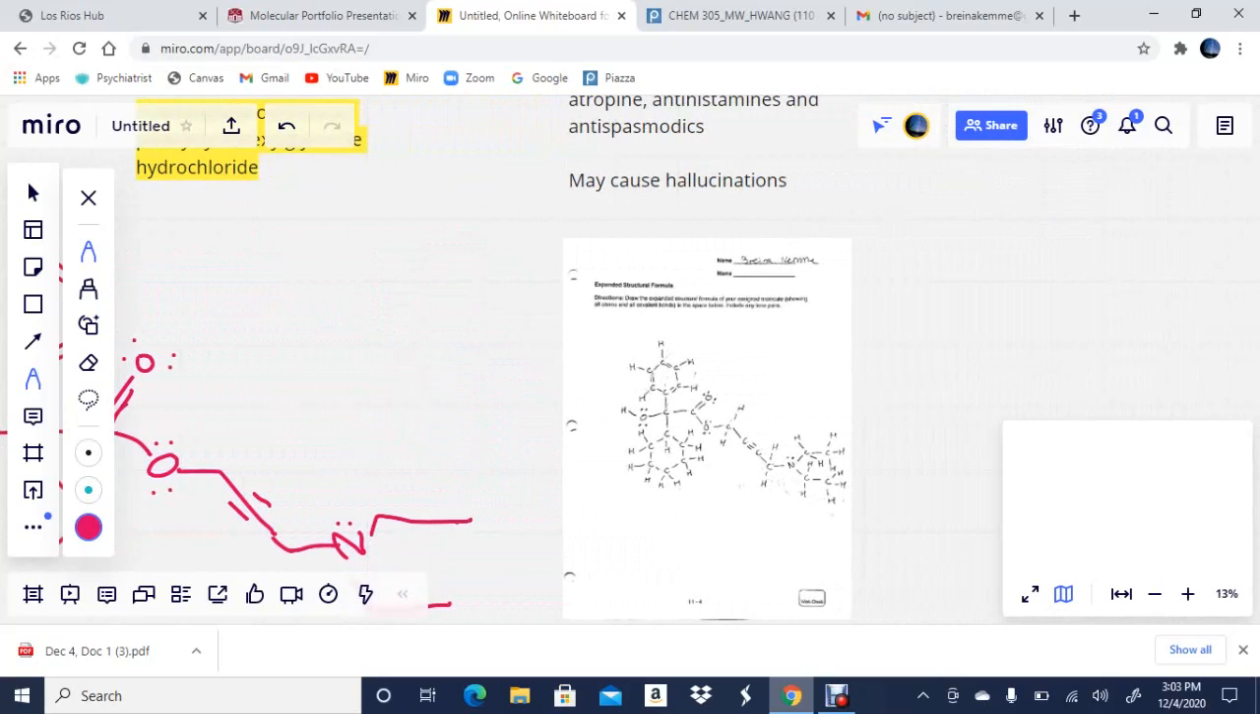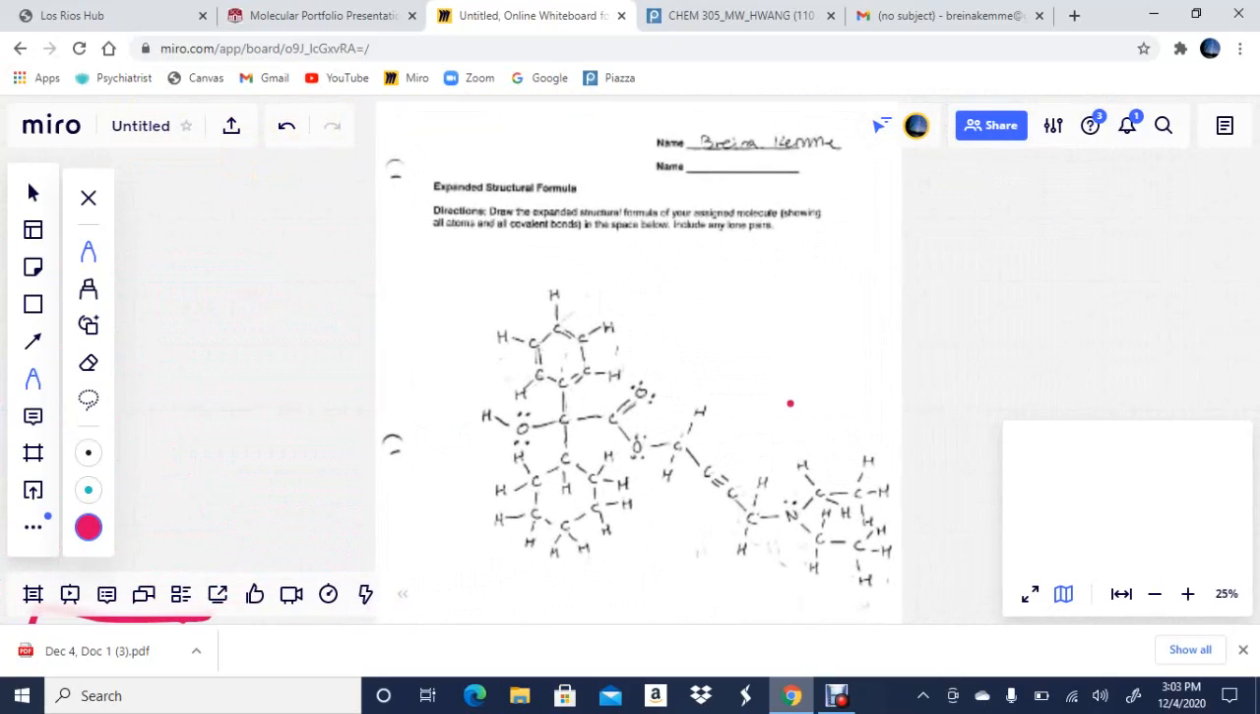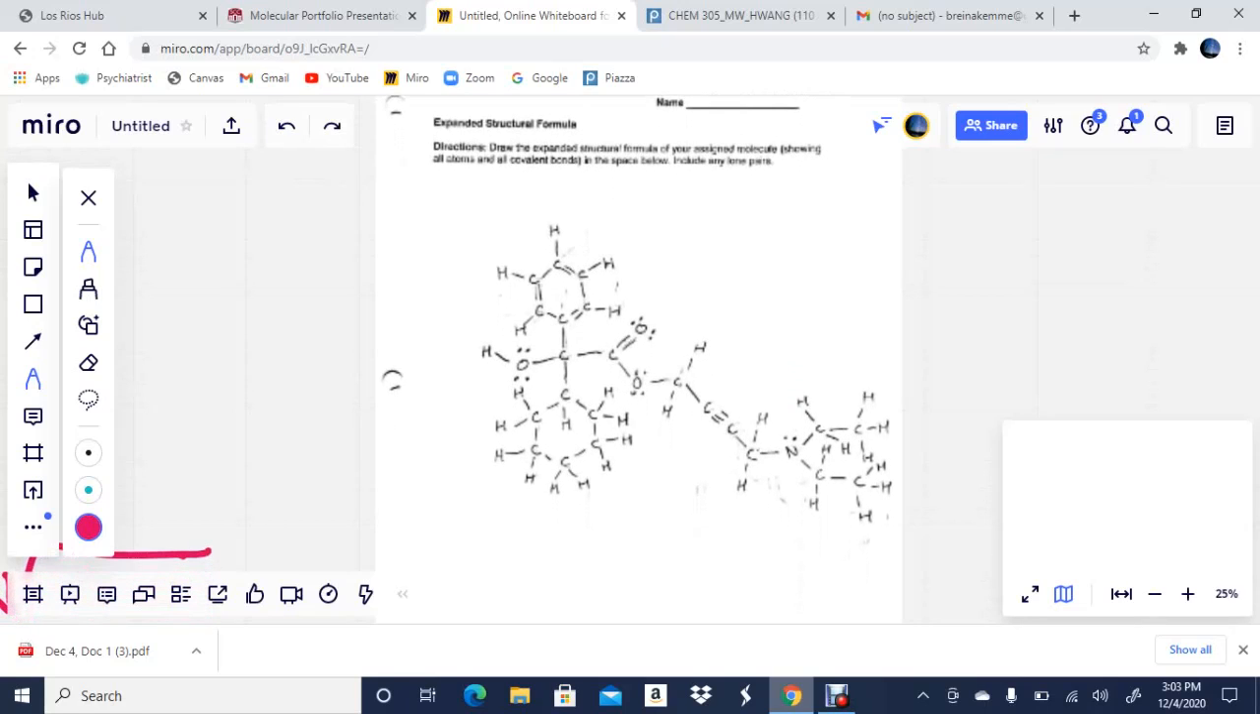Now moving on, this is the expanded structural formula of my drug. The only difference between this expanded structure and the line bond structure is that all of the carbon bonds and hydrogen bonds are written out.